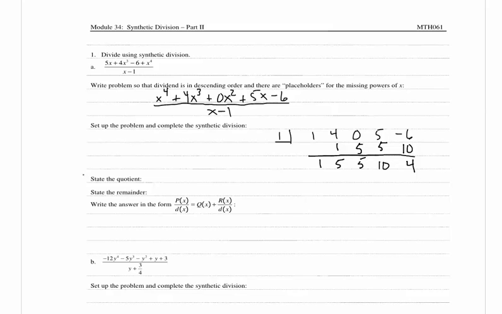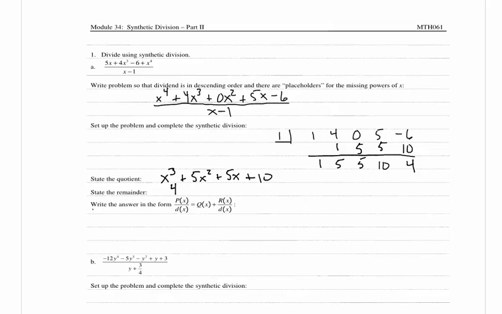And now they want us to state the quotient. So we're going to have this 10 representing 0 factors of x, and we have 1 factor of x, 2 factors of x, 3 factors of x. So our quotient is going to start with x cubed plus 5x squared plus 5x plus 10, and our remainder is 4.